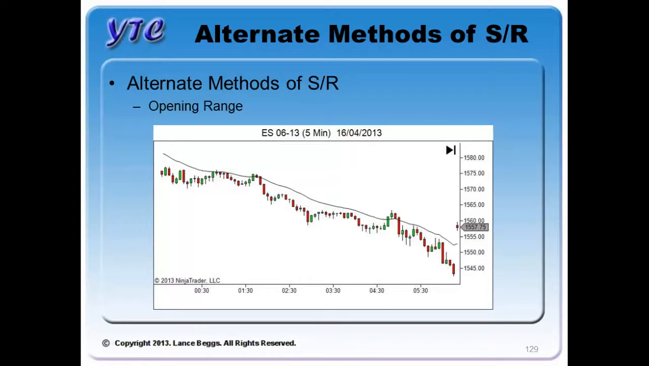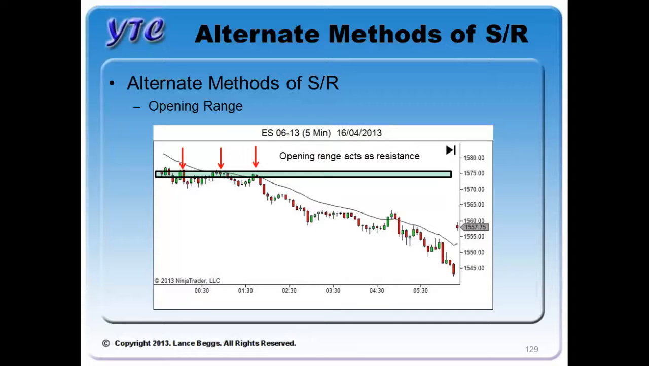This time we have the E-mini S&P on the 16th. Taking the high and low of the first 5 minutes of data, we project forward our opening range area, which acts as resistance on 3 separate occasions through the first 2 hours of trading, before price succumbs to bearish pressure and falls through the remainder of the day.